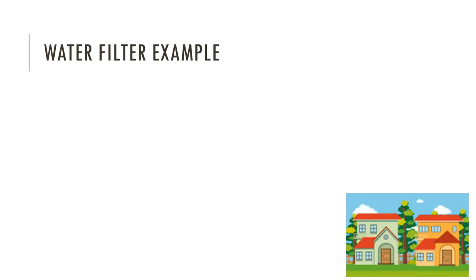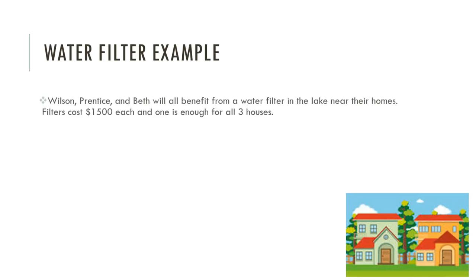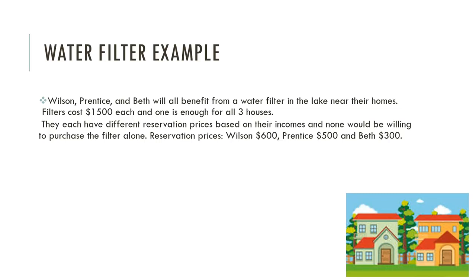Okay, so let's look at an example where we get to apply voting and figuring out if we're going to provide a public good or not. Okay, so we have 3 people, Wilson, Prentice, and Beth. They would all benefit from having a water filter in the lake near their homes. The filter costs $1,500, and one filter is enough for all 3 houses. And they have different reservation prices based on their incomes, and nobody is willing to purchase the filter on their own. So Wilson would be willing to pay up to $600. Prentice is willing to pay up to $500, and Beth is willing to pay up to $300.